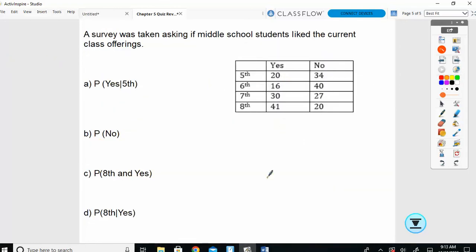All right, last one. We have done a lot with reading from the table. So let's try one of these. So we asked middle school students if they liked their class offerings. So we have broken up by grade and if they answered yes or no.